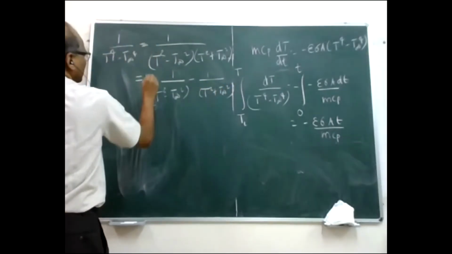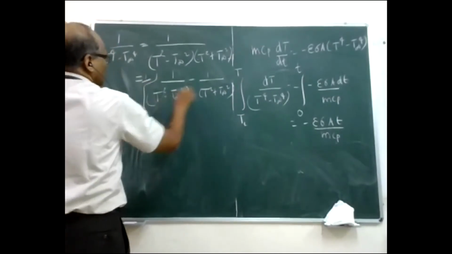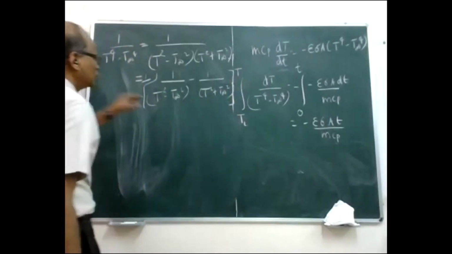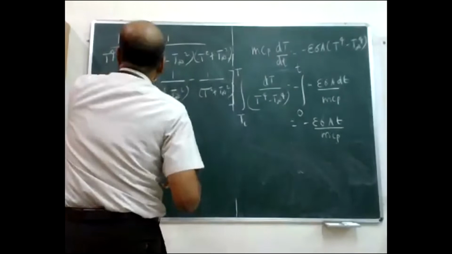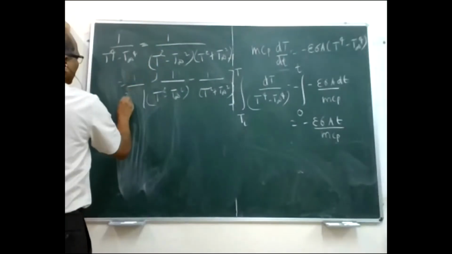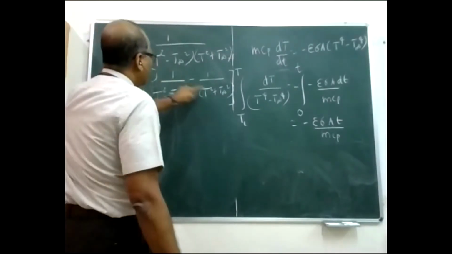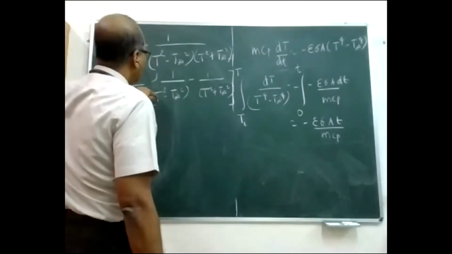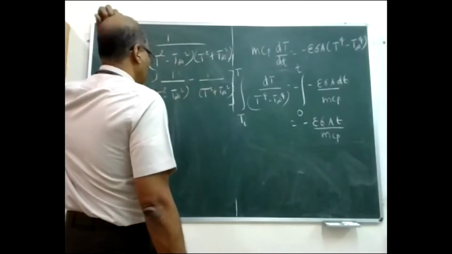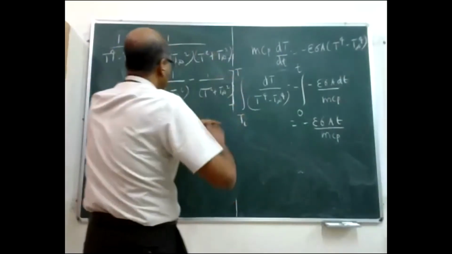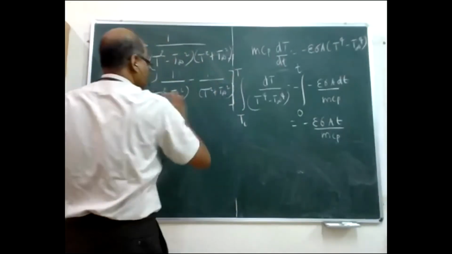Into 1 by... so this is 2t infinity square, 1 by 2t infinity. I left the 2 infinity. Let us check. t square plus t infinity square minus t square minus t square minus t infinity square is plus 2t infinity square. Therefore 1 by 2 infinity square will come.